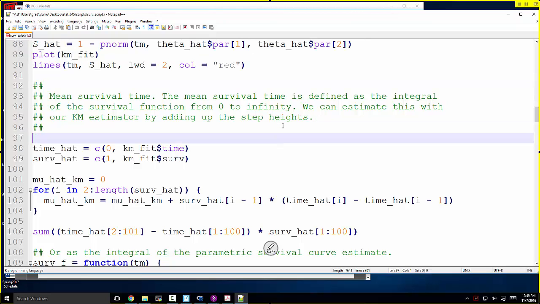A couple of other summary statistics that are useful with survival data. One is the mean survival time. So instead of a whole survival curve, can you compute an estimate of the average survival time? Among all the people with HIV in our study, what's the average time until death? There's a couple of ways to compute that.